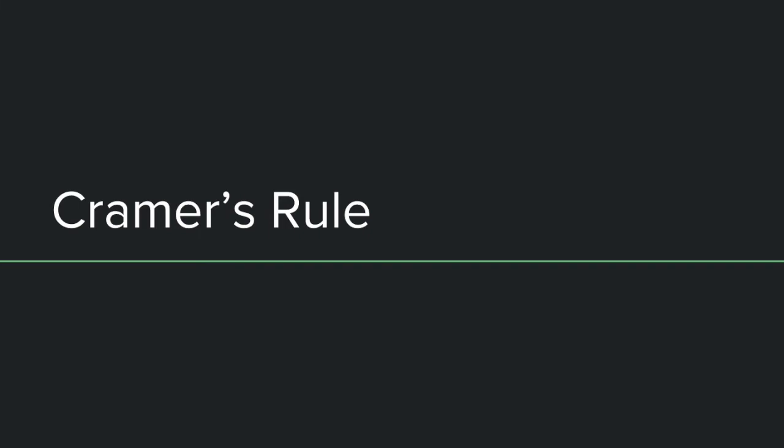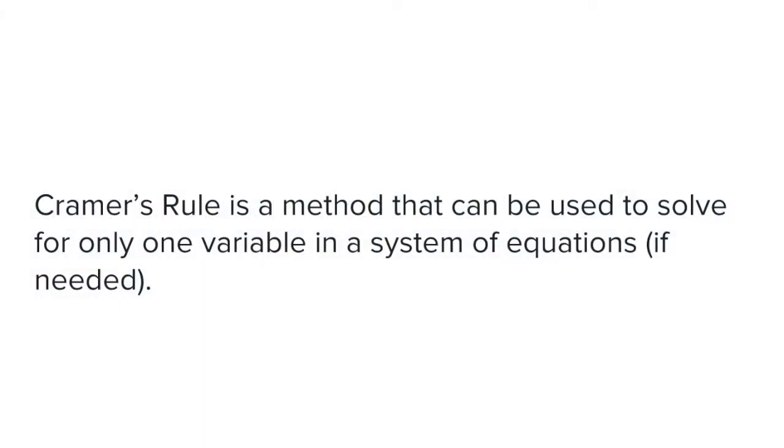Alright, Cramer's rule. So, Cramer's rule is a method that can be used to solve for all of the variables in a system of equations, or you can use it to solve for only one variable in a system of equations. So if you're doing an exam or a problem where it only asks for one variable, or you have a real-life situation where you really only need to know one thing and you don't really care about the other things, you don't have to solve for them, you can just solve for one.